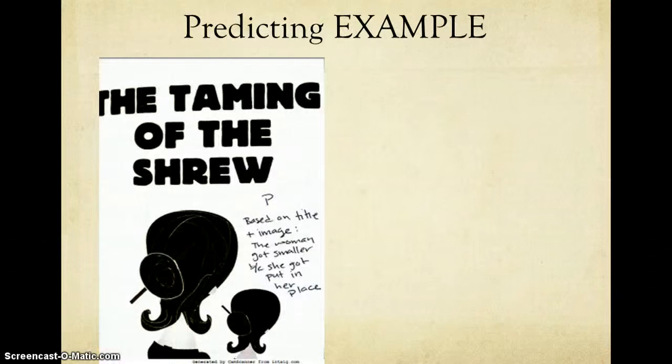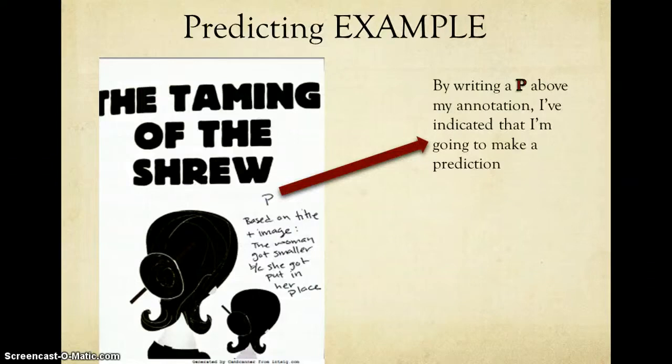I am going to be looking at the cover of Taming of the Shrew. And in this cover, it has the title and it has an image, much like most covers for most books. One thing that good readers do is looking at the covers, right, to predict what's going to happen in the story. So that's exactly what I'm doing here. The P you see that I wrote above the annotation indicates that I'm going to make a prediction. The prediction that I made is based on the title and the image.